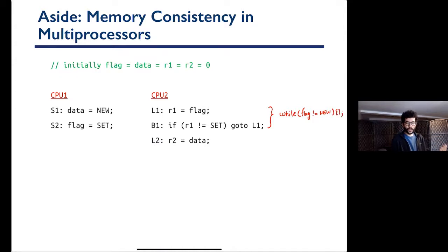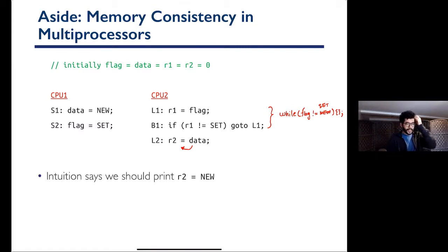So as long as flag is not new, we're going to wait here. We're going to just go between these two instructions again and again. And once flag is set, then we're going to read data and put it in R2. Very similar to the previous example.